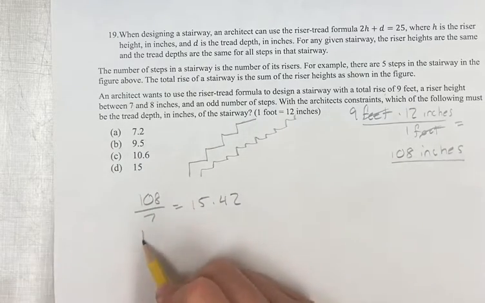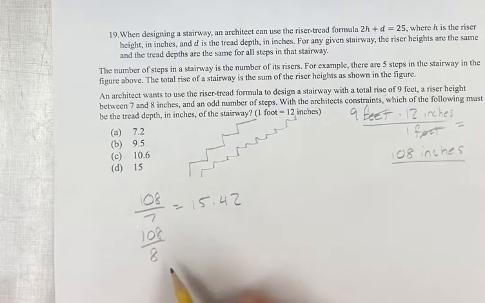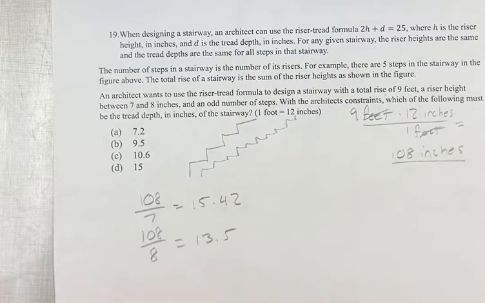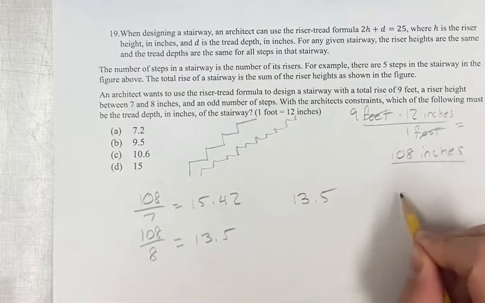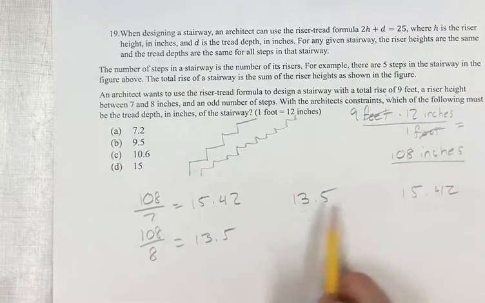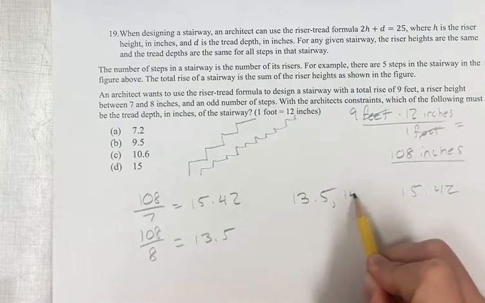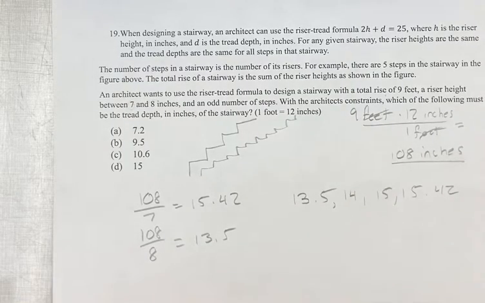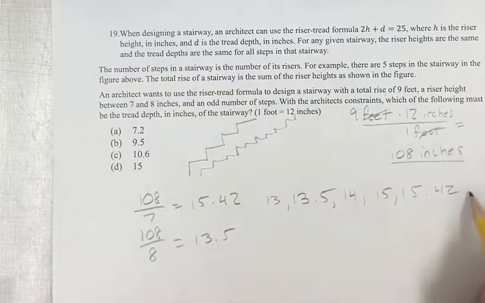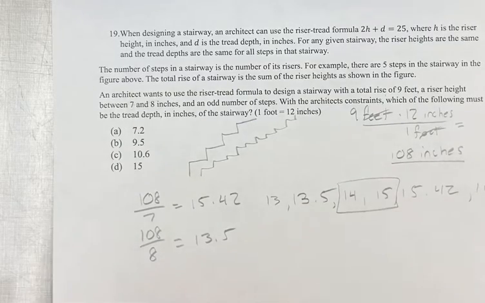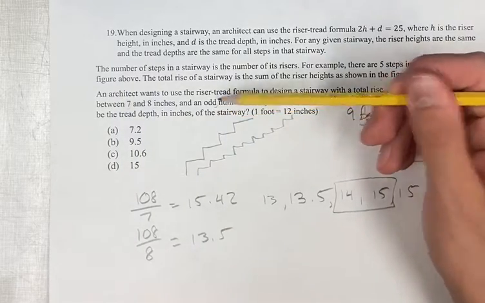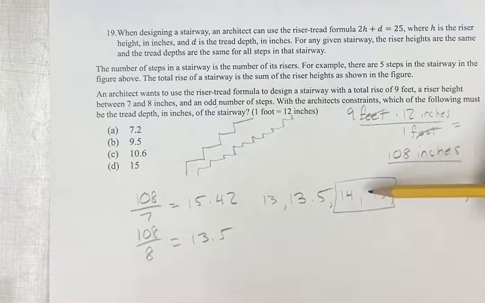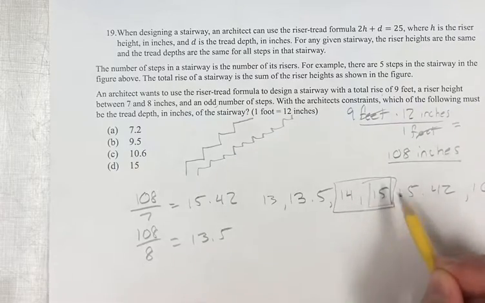And then the minimum number of steps is if you make them as big as possible, which is 8, and this comes out to 13.5. So if we have to have a number of steps between 13.5 and 15.42, what whole numbers fall in between here? Well, 14 and 15 are the only two numbers. Right, 13 falls outside of this and 16 falls outside of this, so our only options are 14 and 15. And we know that they're looking for an odd number of steps. That means the number of steps must be 15.